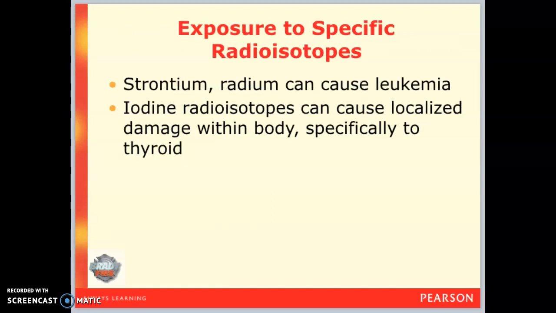So when we talk about specific radioisotopes, what we have to understand is that certain types of radioactive materials are going to have very specific kinds of impacts on your body. So, for example, strontium and radium are well known to cause leukemia, and exposure to each of these is going to increase one's risk for leukemia just by simply being exposed to it. As I mentioned before, iodine radioisotopes tend to congregate specifically in your thyroid gland. And so their impact is going to be much more significant on your thyroid than it will be to other parts of your body.